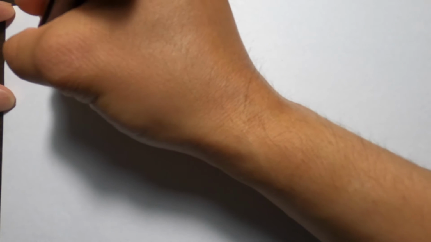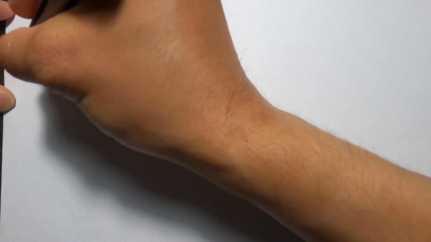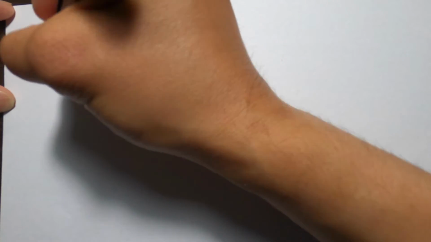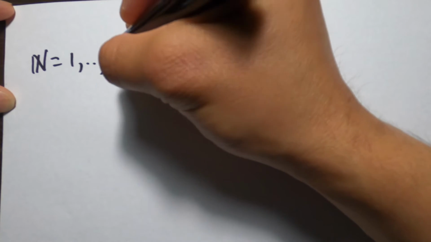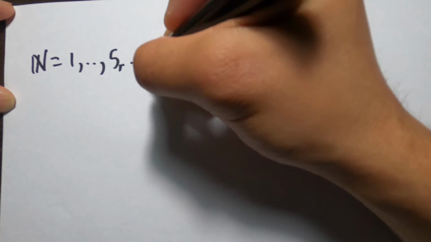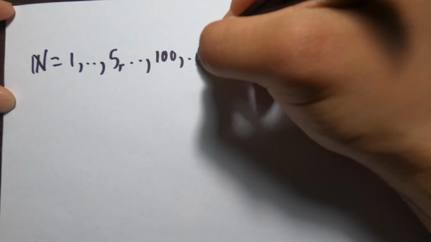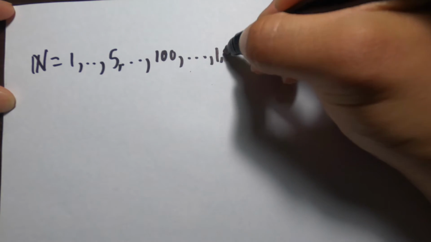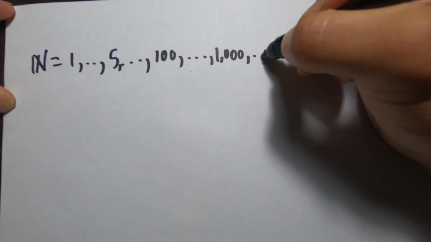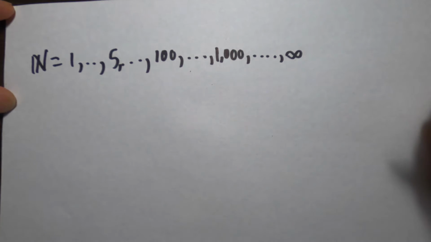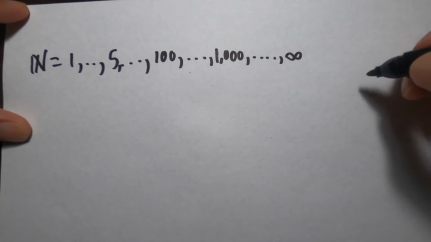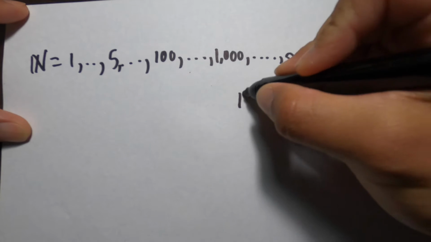Okay, so if we remember on the very first episode, we talked about all of our natural numbers, which were your numbers from 1 all the way to 5, all the way to 100, and all the way to 1000, and all the way to infinity. And we put these natural numbers in a box.